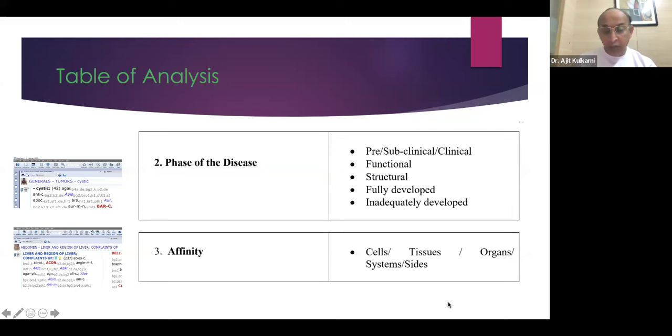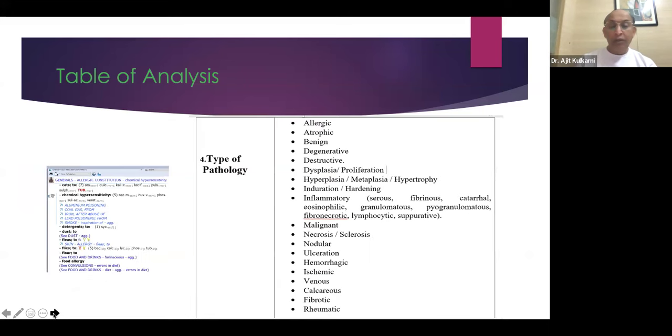Affinity: cells, tissues, organs, and systems, and the sites and their extensions. Fourth point is the type of the pathology, whether it is allergic, atrophic, benign, degenerative, destructive, dysplasia, proliferation, hyperplasia, metaplasia, hypertrophy, induration, hardening. All these words comprise, for a homeopath, the type of the pathology.